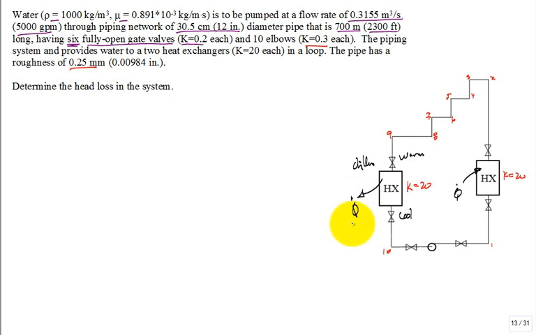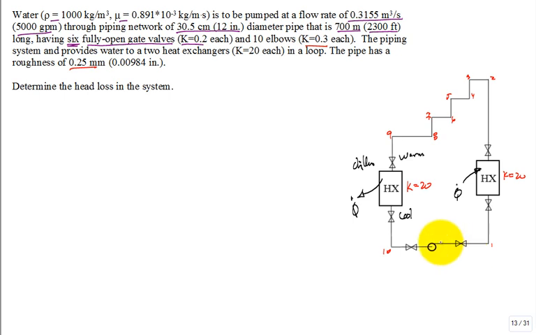That's what's happening all over this campus. We have an energy plant with a bunch of chillers, refrigerant is isolated over there, and we have a water loop to distribute the chilled water to different buildings. So the question is, determine the head loss in the system.